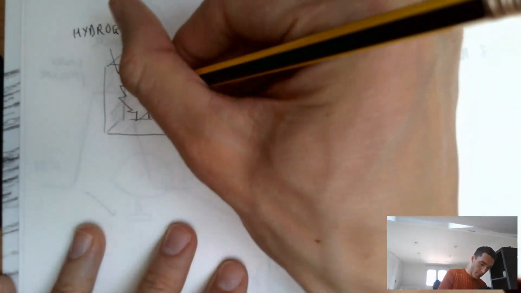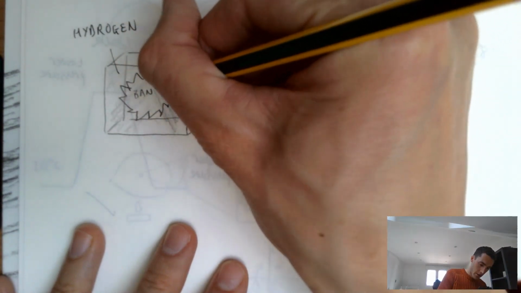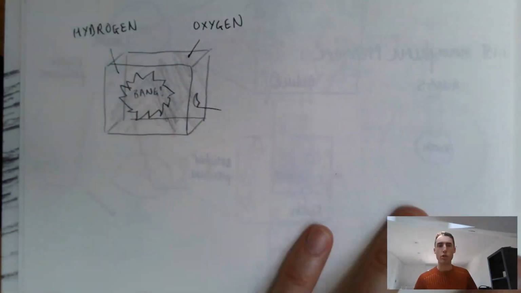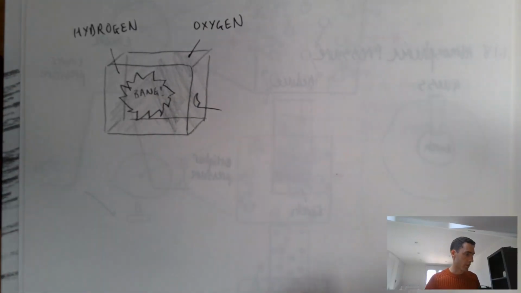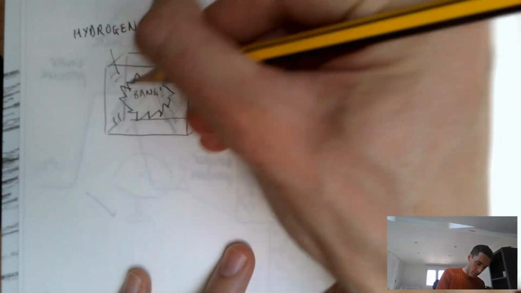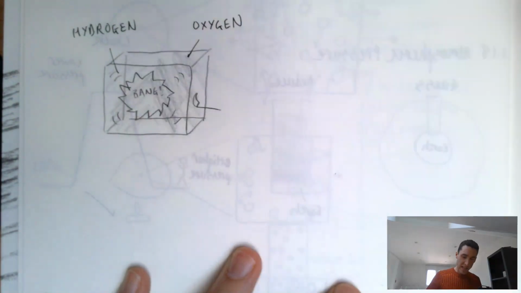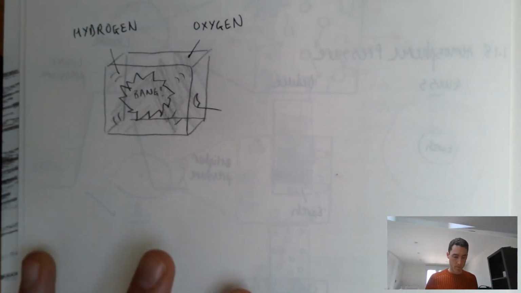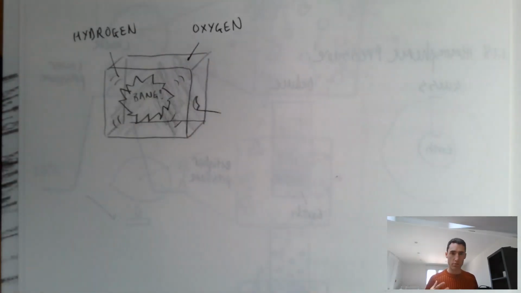And I might write bang in here like that, just to give it that kind of Roy Lichtenstein cartoonish quality that Year 7 students love. I might put some kind of blast waves like this as well. So I've got this big explosion, and it's a really exciting one when hydrogen and oxygen react.